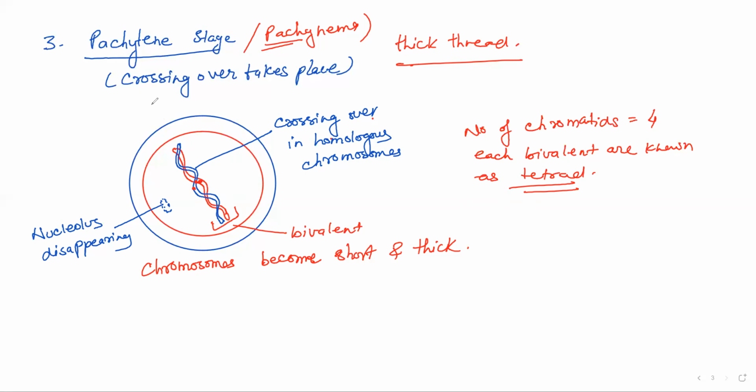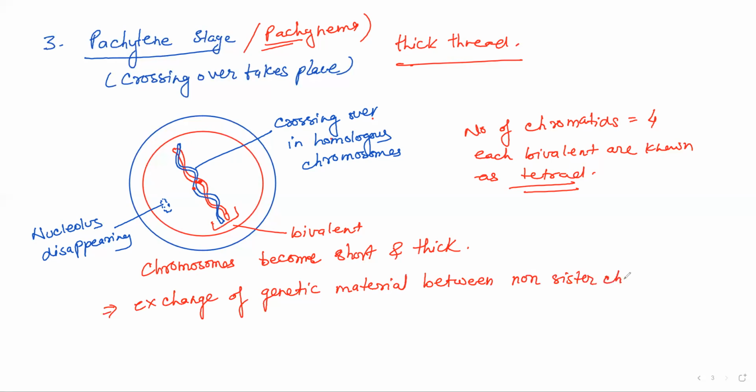So this is the Pachytene stage where we have seen that crossing over takes place. In crossing over, what will happen? These chromosomes become short and thick. During crossing over, there is exchange of genetic material between non-sister chromatids of homologous chromosomes.